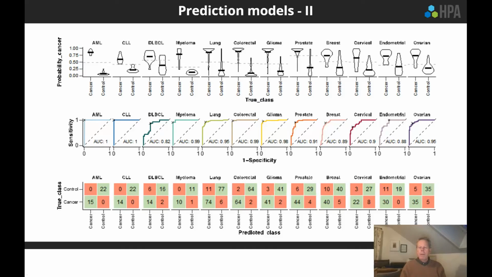And we are very happy to see that in most cases, at least in the test set, we are seeing an area under the curve of well over 0.95. But you also see in the last row here, this is called a confusion matrix, that gives you also the false positives and the false negatives. You can actually see in the red boxes that we are seeing false positives and false negatives. And this is, of course, something that I will come back to in the last part of my presentation.